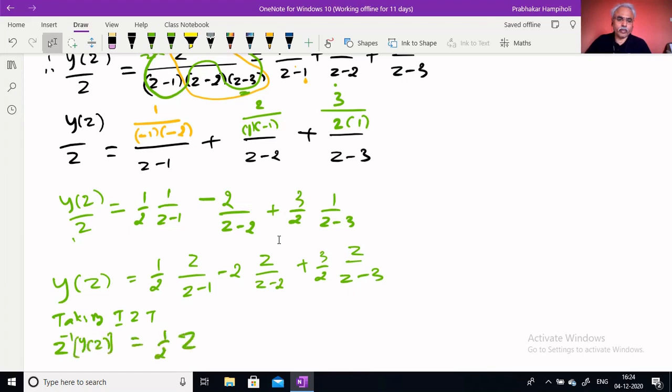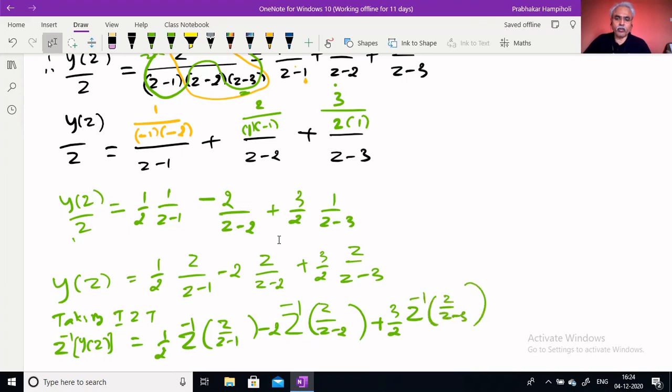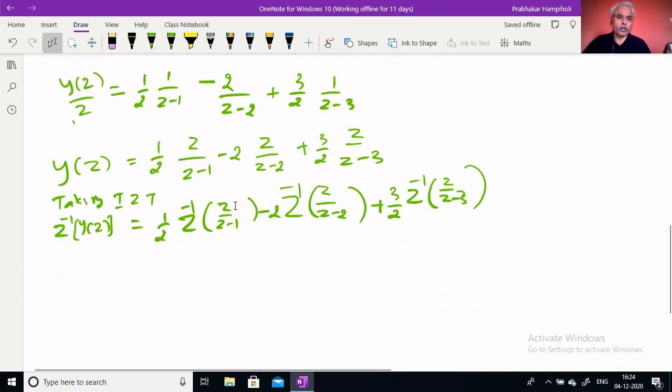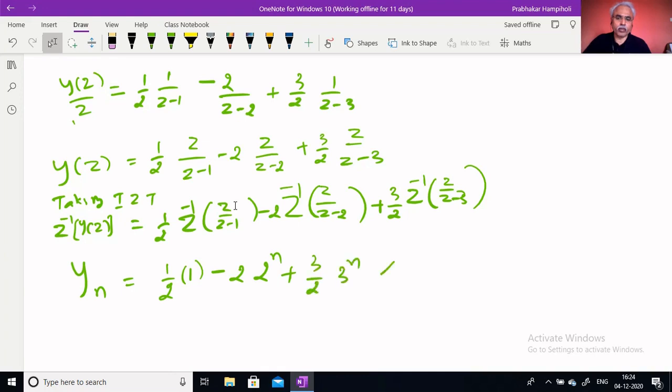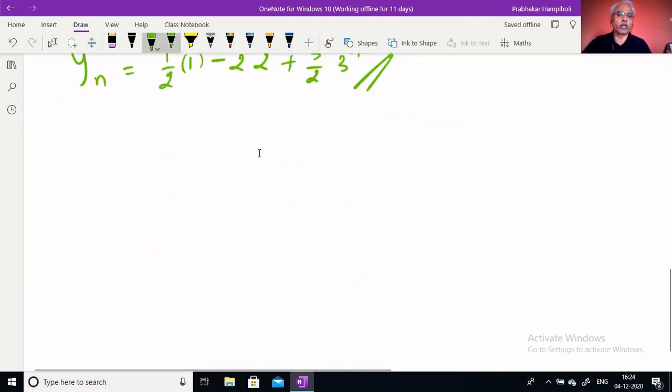equal to z inverse of each term: z inverse of the first term, minus 2 times z inverse of the second term, plus 3 by 2 times z inverse of the third term. So everything we are now transforming in terms of n. At last yn equals half of 1 raised to n, minus 2 times 2 raised to n, plus 3 by 2 times 3 raised to n, which becomes our final answer. Very similarly, with little change, we need to study some more examples. Here we go for the next example.